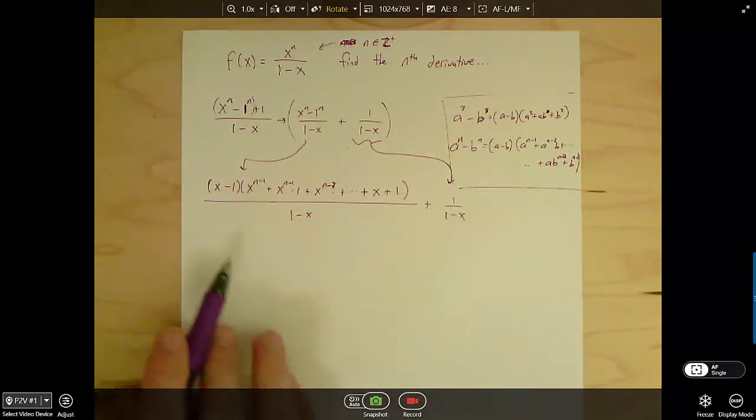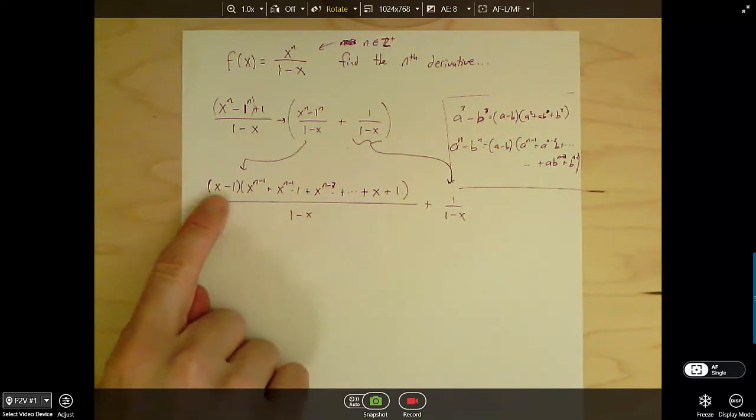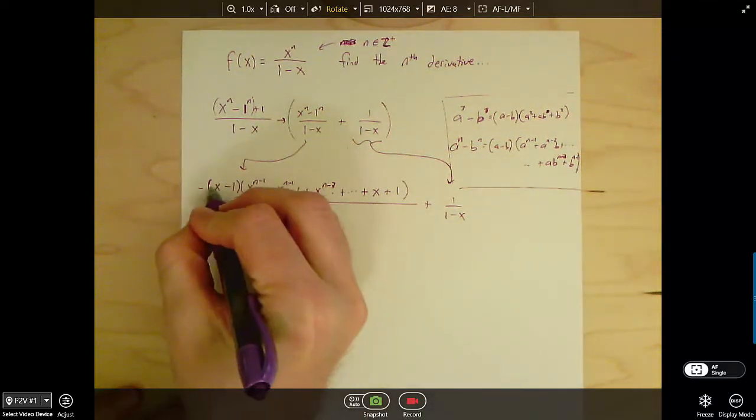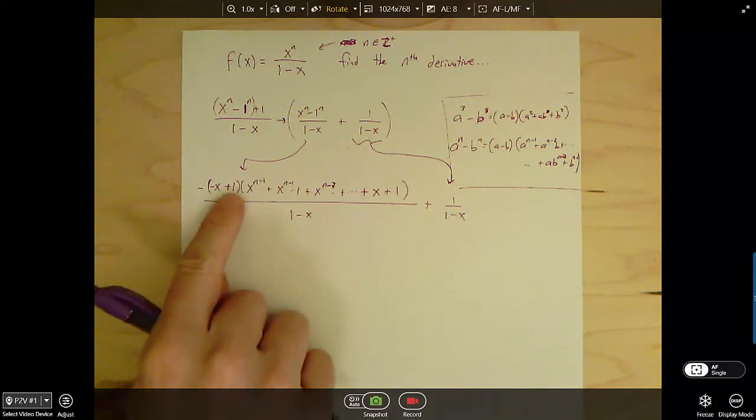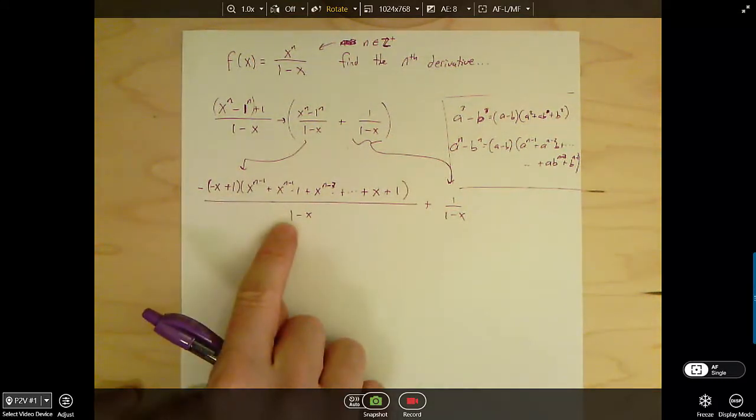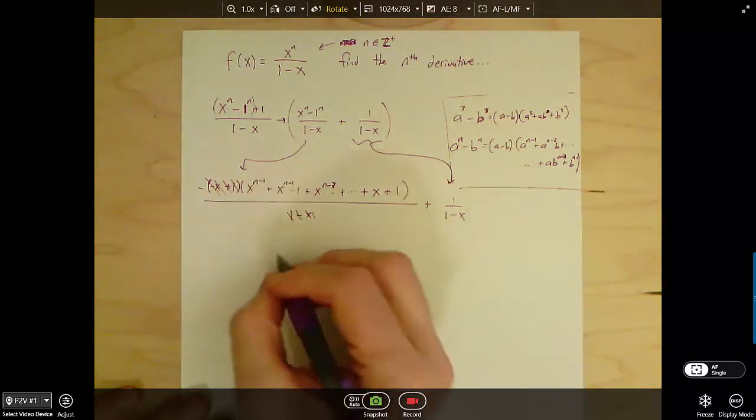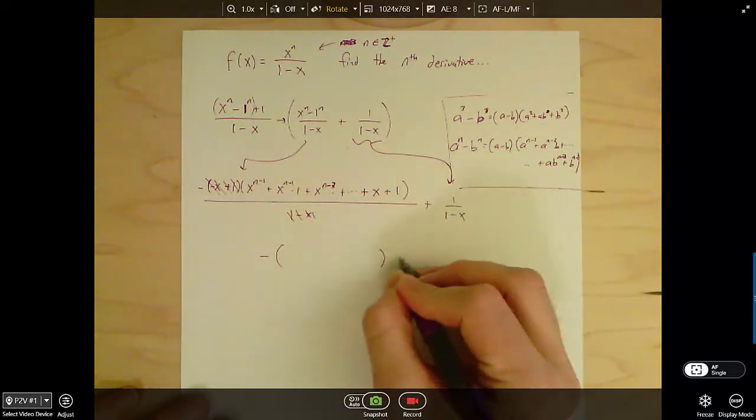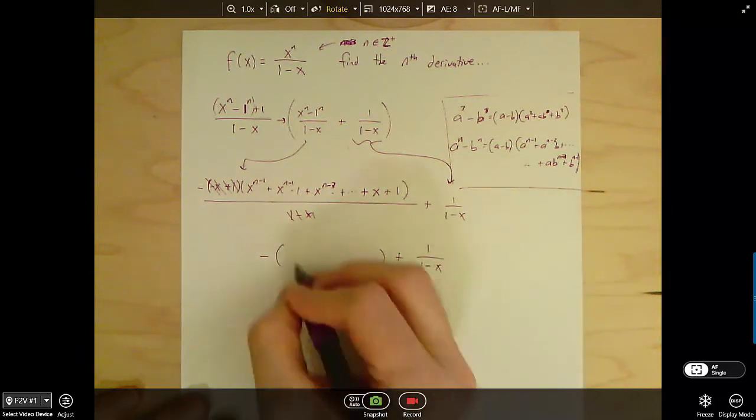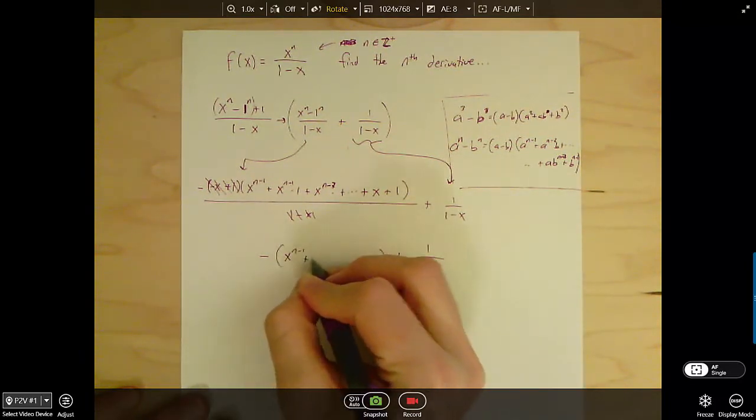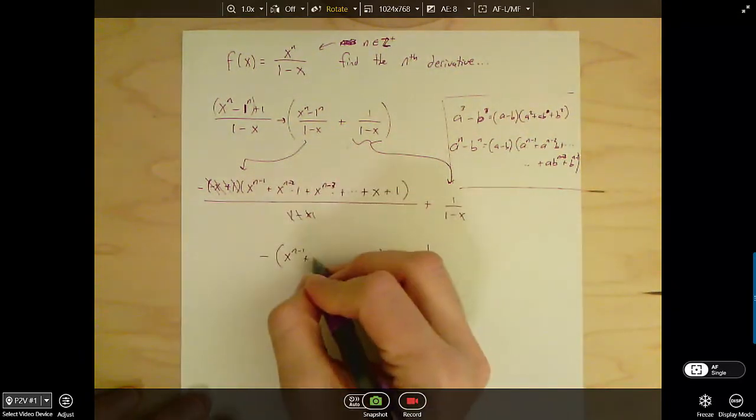Okay, so how has this helped me? Well, if I factor out a minus 1 from here, that's going to give me a 1 and a minus x, and here I've got a 1 and a minus x. So now, just like I was hoping, this is canceled. And now I've got this. Oops, yikes.